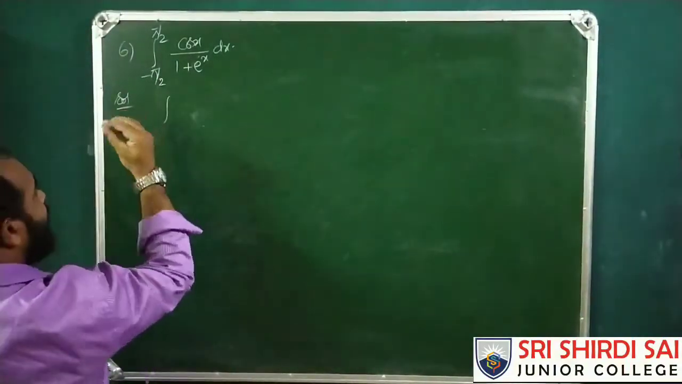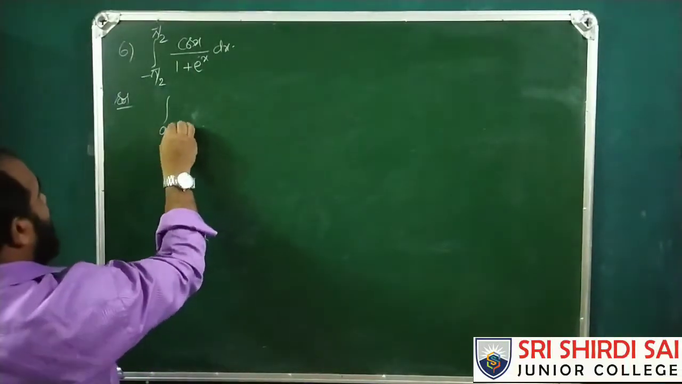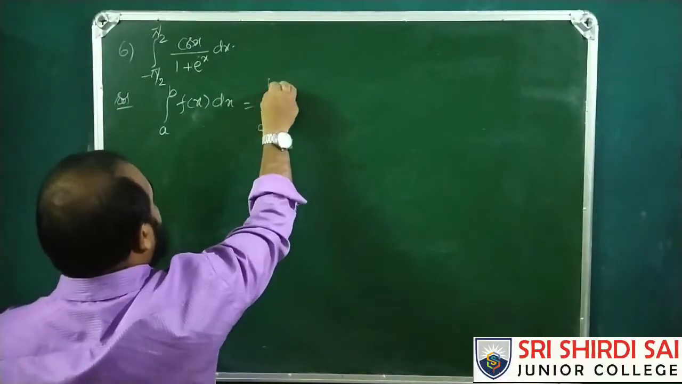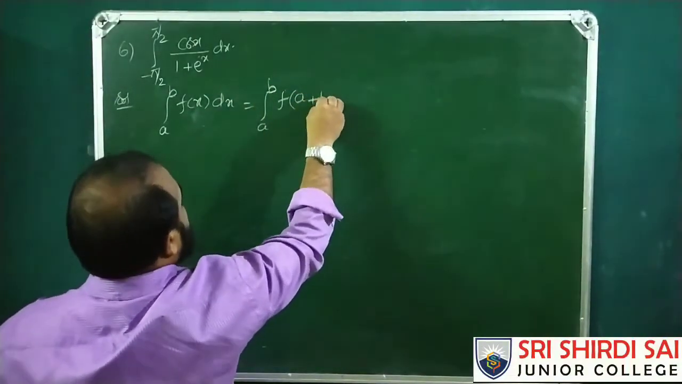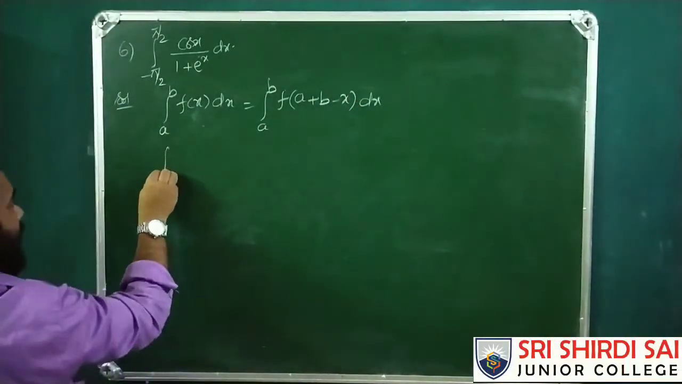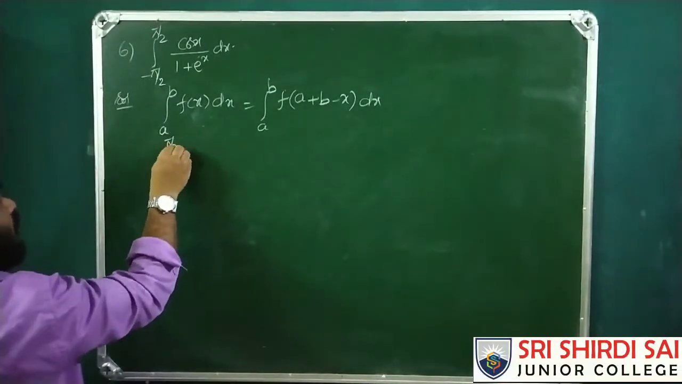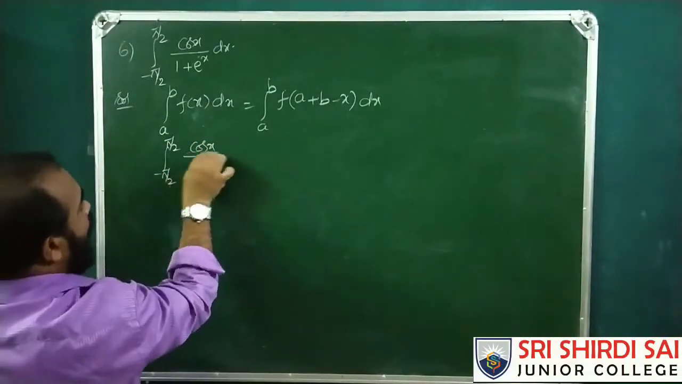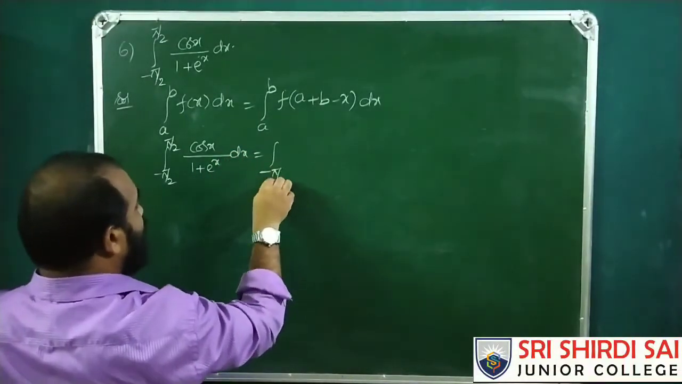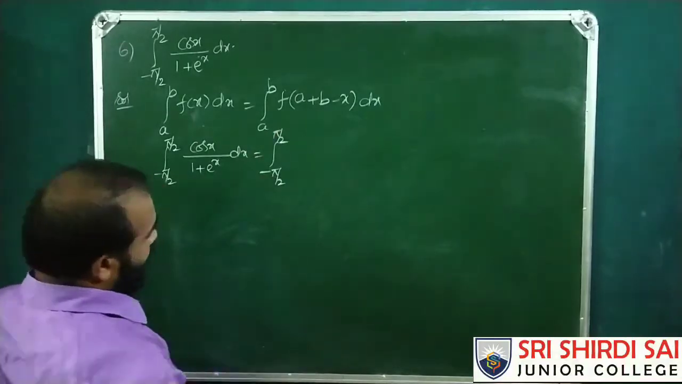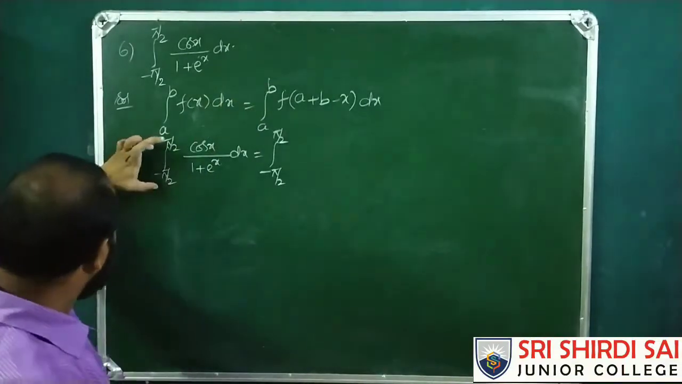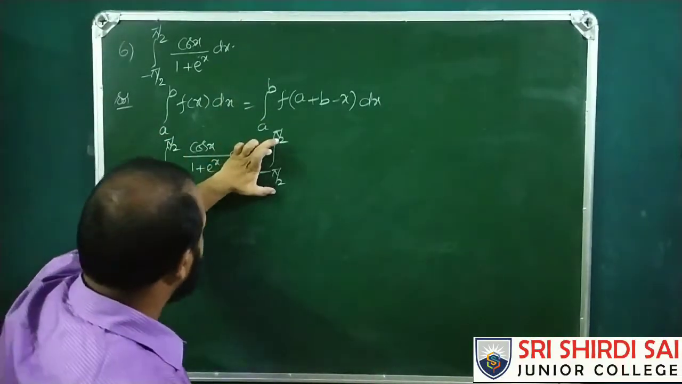So we have another property. Integral a to b f of x dx is equal to integral a to b f of (a plus b minus x) dx. So using this property, integral from minus pi by 2 to pi by 2 of cos x by (1 plus e power x) dx is equal to integral from minus pi by 2 to pi by 2. Because a to b we are going to get again, the limits won't be changed. Minus pi by 2 remains same.